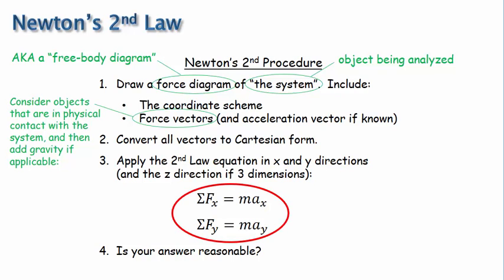By the way, I may have used a mathematical symbol here that you're not familiar with. This symbol is a Greek sigma that means to sum up the values. So here it means to sum up all of the force vector components in the x direction or in the y direction. It's equivalent to writing F net. Finally, check to make sure that your answer is reasonable. Okay, so let's try this procedure on a basic example.